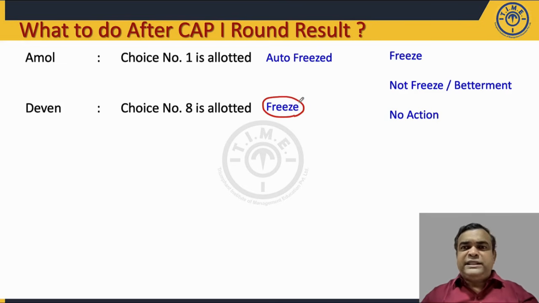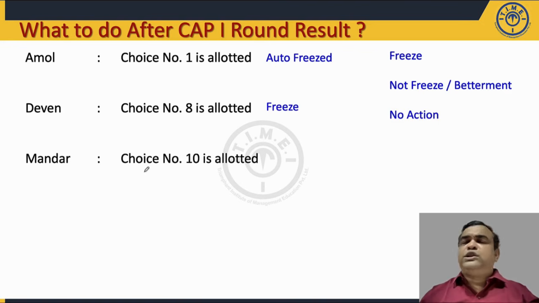To freeze, he'll pay the seat acceptance fee of 1,000 rupees. Freeze means he's confirming his admission for that college. He'll visit that college number 8, show the documents, and pay the fees of that college. His admission is confirmed and he is not eligible for the further rounds.